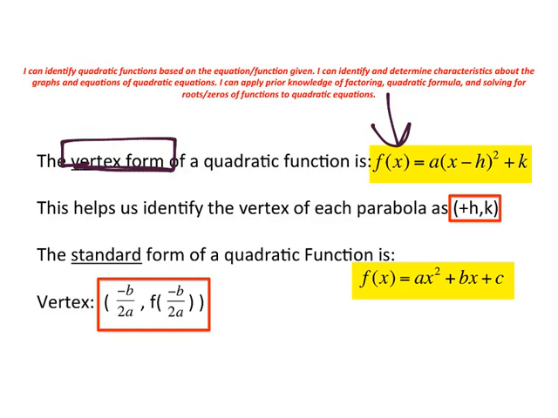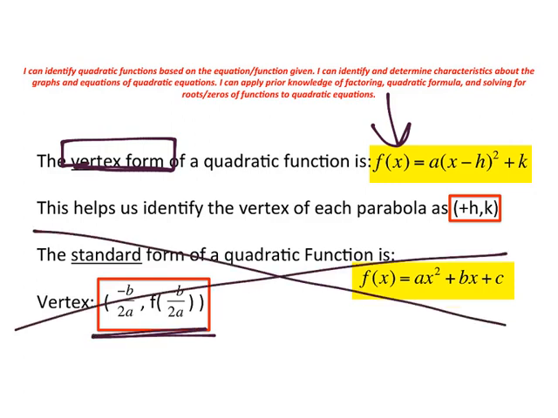F of x equals a, parentheses, x minus h, close parentheses, squared, plus k. Now, depending on what textbook we are using, it might be called something different. I feel it best to call this format vertex form because it gives you the vertex directly. Okay? Whereas down here in standard form, you have to do a bunch of calculations. In vertex form, you don't have to do any calculations. The vertex is literally staring you in the face when your equation is given to you in this format.